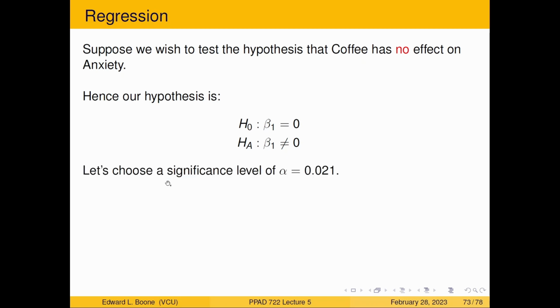Let's choose a significance level. I picked 0.021. Why? I don't know. I just don't like 0.05. Okay, so this is going to be our decision rule once we get a p-value. If the p-value is less than alpha, then reject H naught in favor of HA.